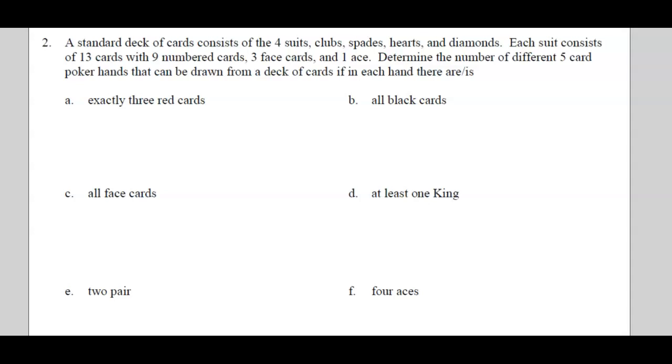Face cards are jacks, queens, and kings because they have faces on them. They have a king, or a queen, or a jack. And aces have one symbol on them.